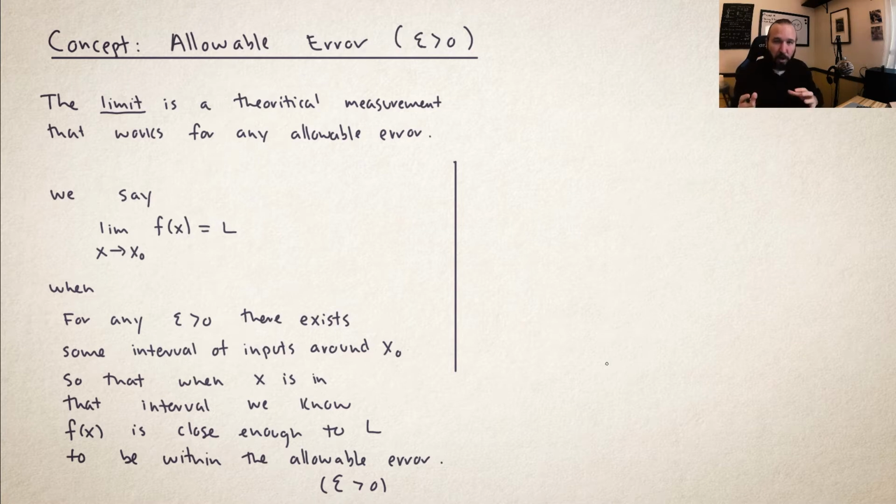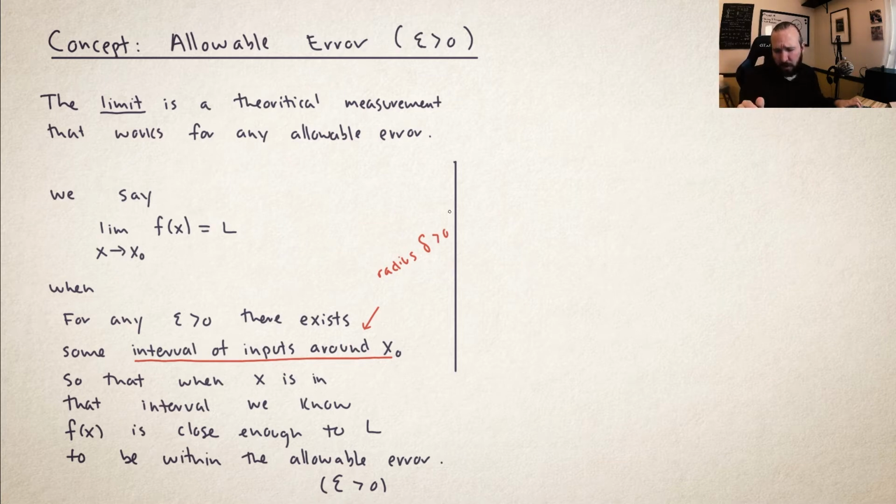So long as I choose my inputs within some interval, I need to be able to guarantee that the output is going to be within the allowable error. Now, just to clean this definition up a little bit and make it shorter, this interval of inputs around x naught, I'm just going to call the radius of that interval delta.